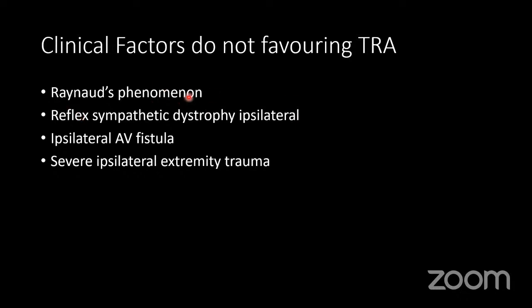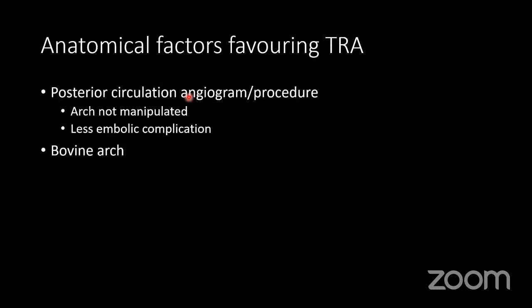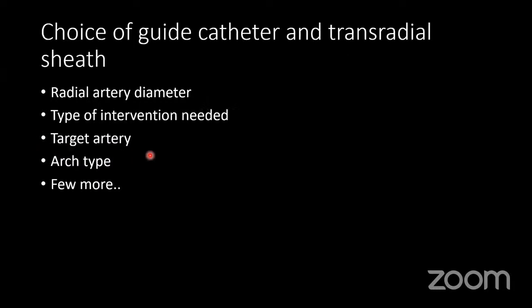And if the patient has Raynaud's phenomenon, reflex sympathetic dystrophy, ipsilateral AV fistula, and severe trauma, etc., we do not favor transradial access. And anatomical factors: if you are trying to access the posterior circulation alone, we can make use of transradial access without the arch being manipulated, so that the embolic complication is very less. And also a patient with a bovine arch, which I have already mentioned.